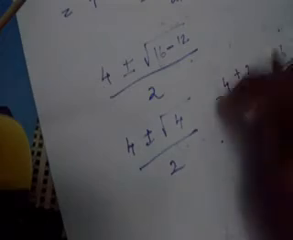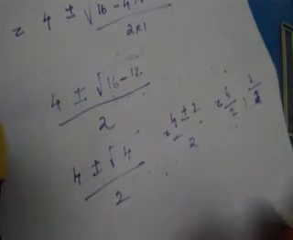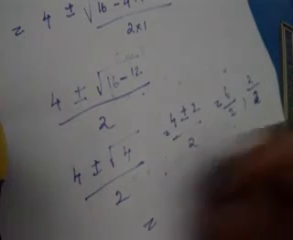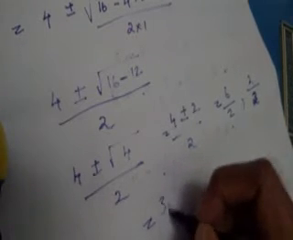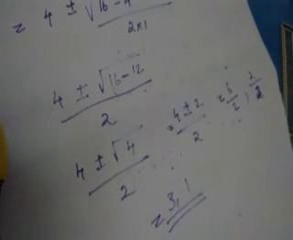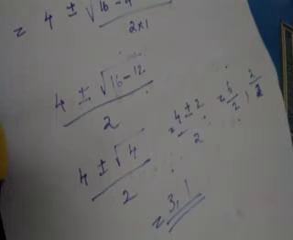When we do plus, what do we get? 6 by 2. When we do minus, you will be getting 2 by 2, right? 2 by 2, not 3, 2 by 2. So the answers that you will be getting are 3 and 1. Quite simple, right? You just have to apply the formula.